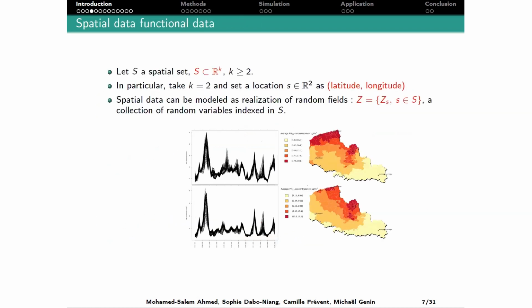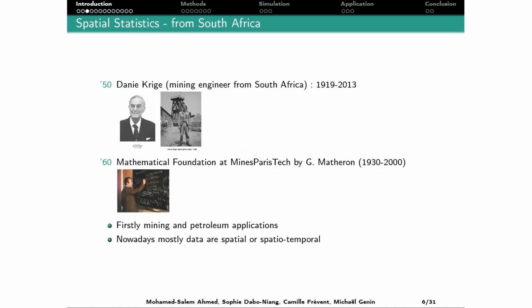And just to summarize a little bit, spatial statistics were applied by Daniel Krige, an engineer in South Africa, at the end of the teens. He proposed prediction methods based on spatial data, and this prediction method was formalized mathematically by Georges Matheron, and now spatial statistics is used in statistics, in data mining, data science, etc.